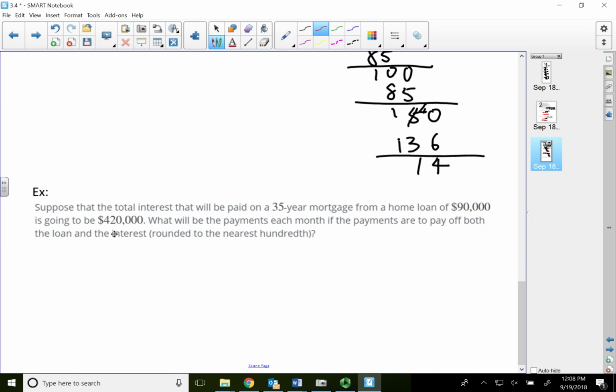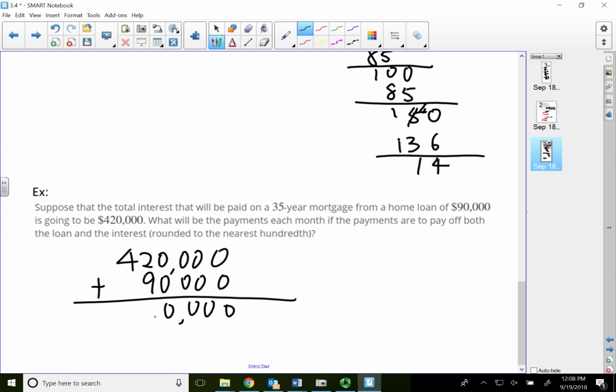Over time, the longer we borrow money, the more interest we have to pay. What will be the payment each month if the payments are to pay off both the loan and the interest? So I'm only going to do this for 35 years. If I take the $420,000 interest plus my $90,000 loan, altogether I need to pay off, let's see, $510,000.